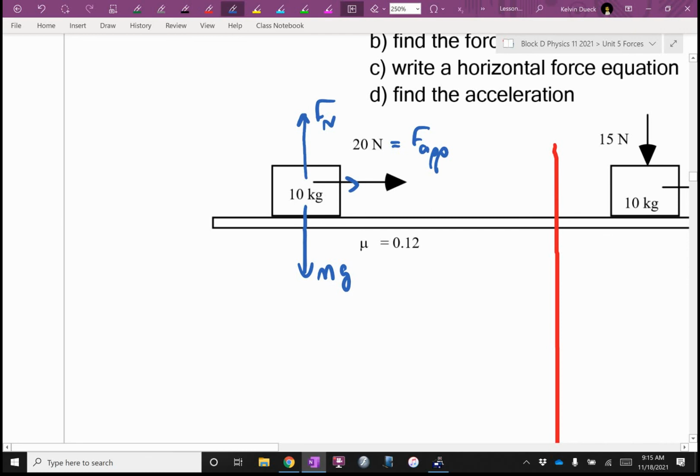Does this question want me to include friction? Yes. How do I know? Okay. Which way is friction going to be pointing? Bigger, smaller, or the same? I'm going to assume it's smaller than F applied, but I'll find out. Okay, there's my free body diagram on the left.